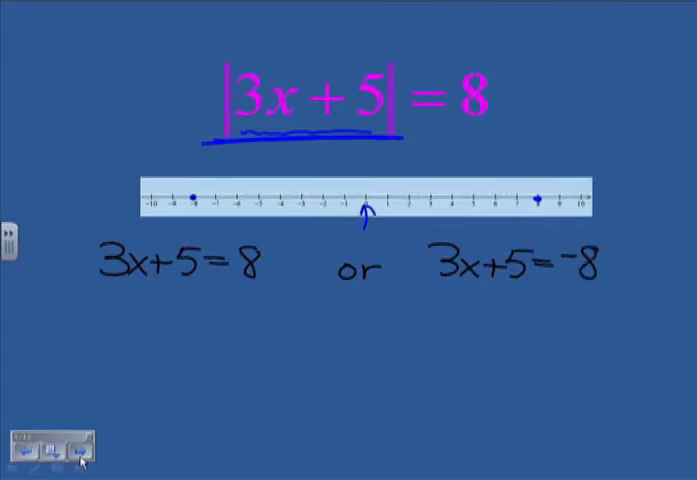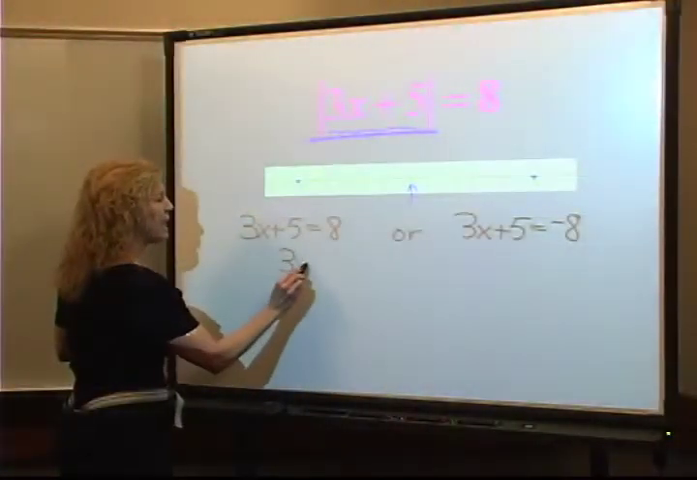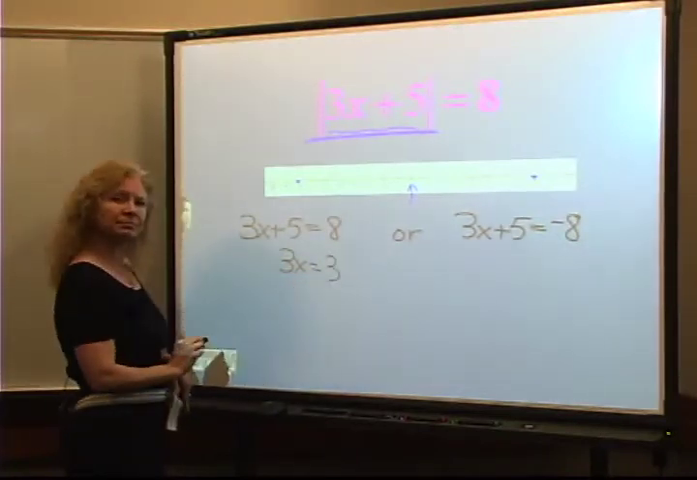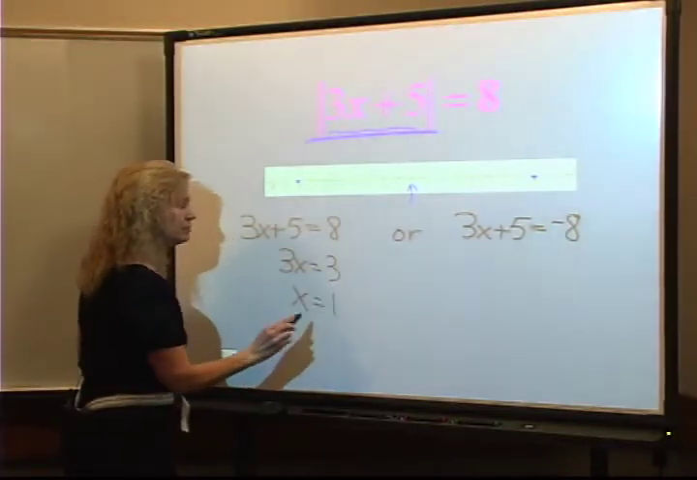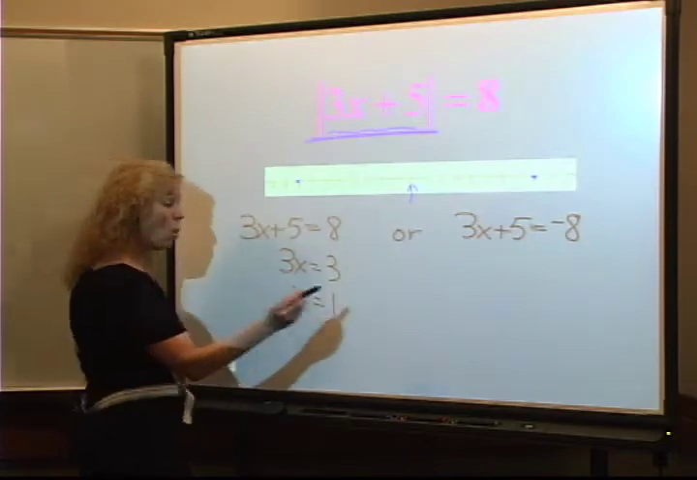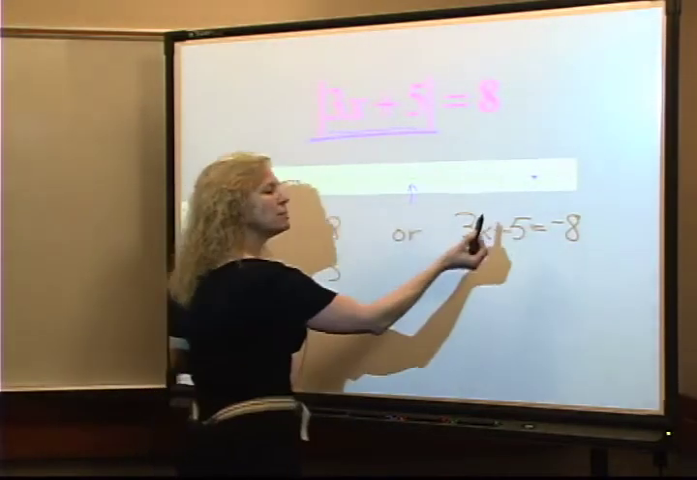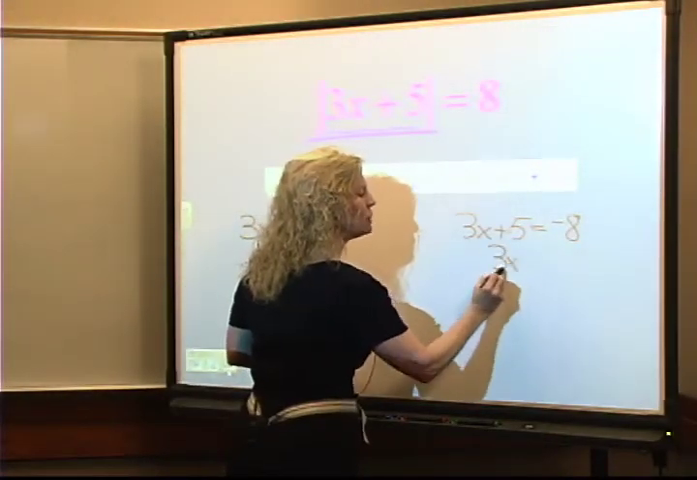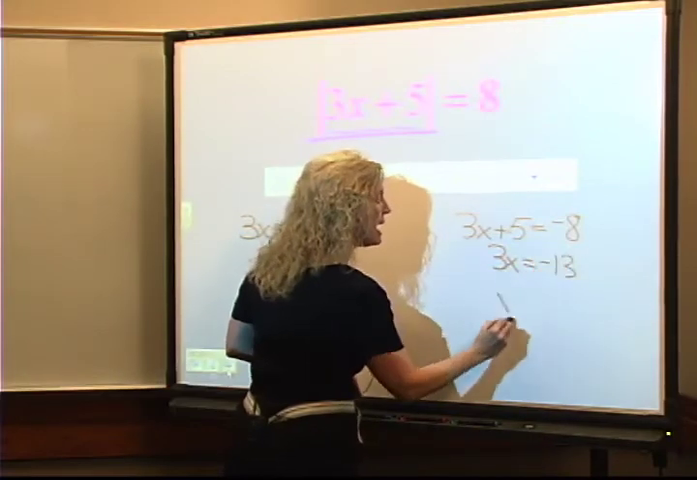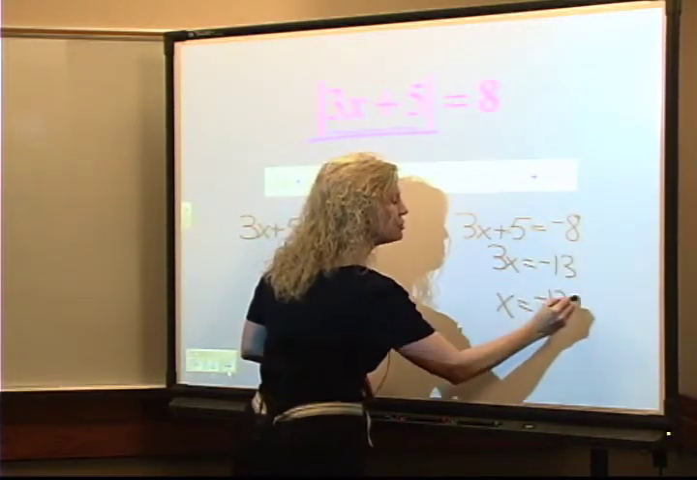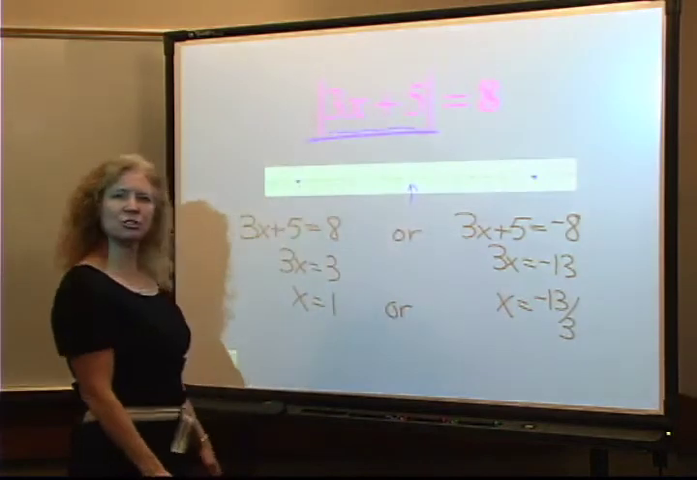And now that the bars are no longer there to prohibit me from moving these terms, I'm ready to go. Subtract that 5 off. 3x is equal to 3. X equals 1. Or, subtract the 5. 3x equals negative 13. X equals negative 13 thirds.